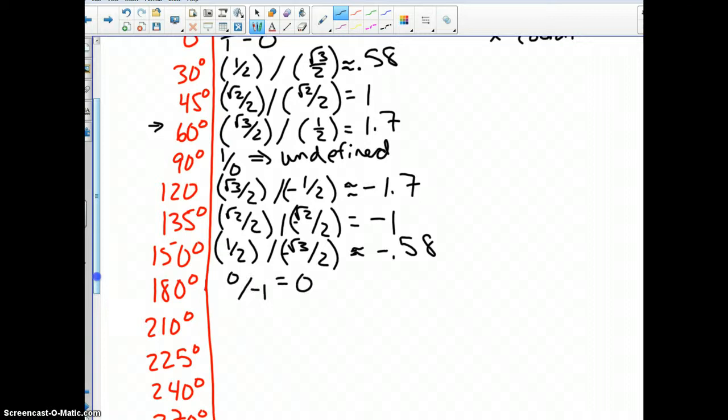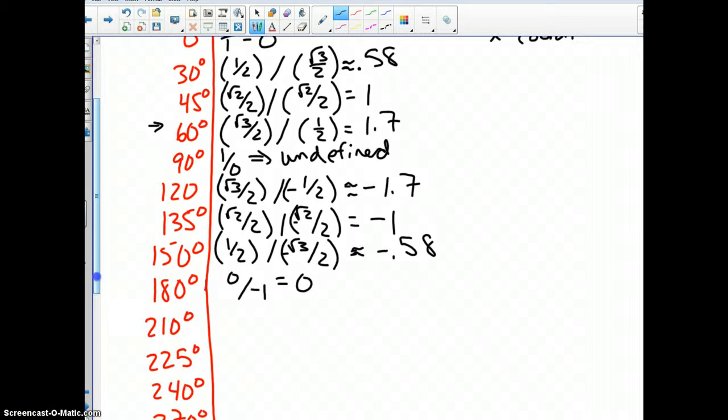At this point, just continue on around the circle, doing these same types of things. If you continue to do these, I would encourage you at this point to just pause the video, do the rest of the calculations, make sure you know how to do this, then turn it back on to check.